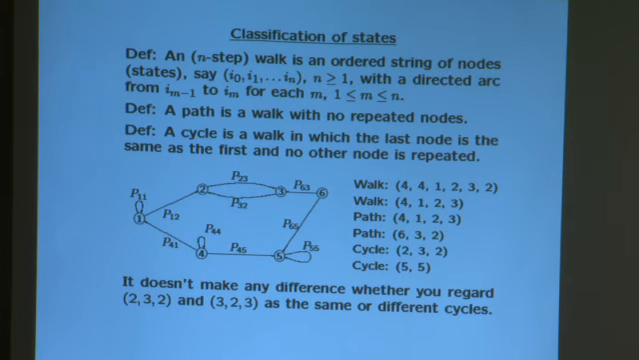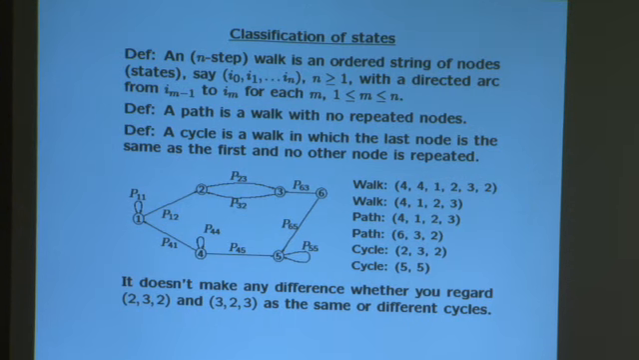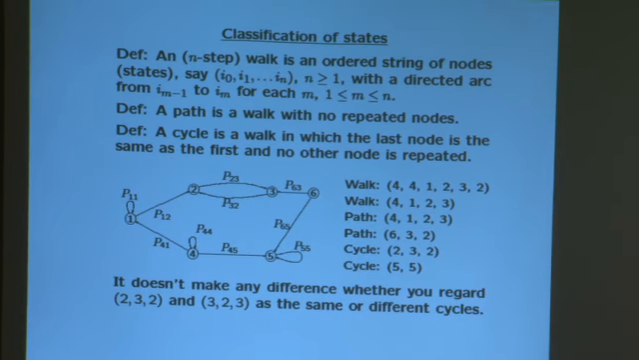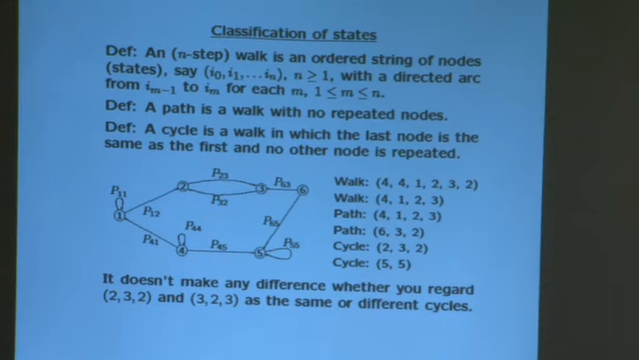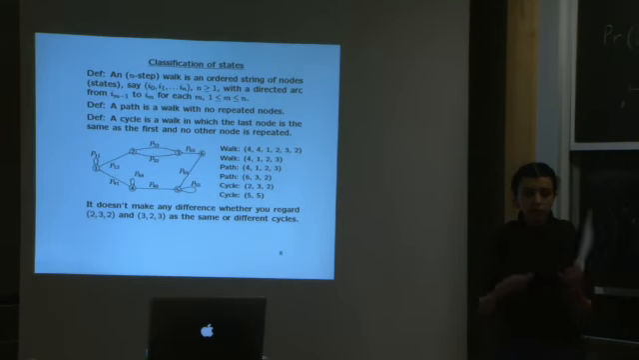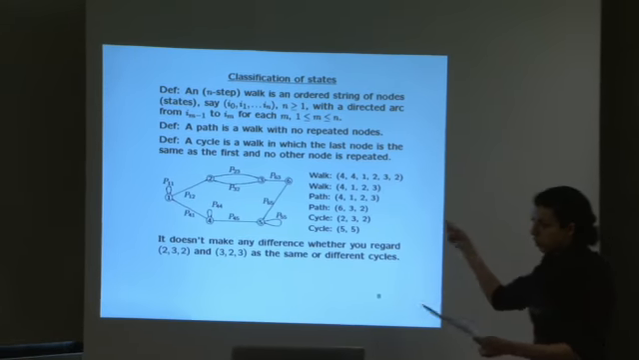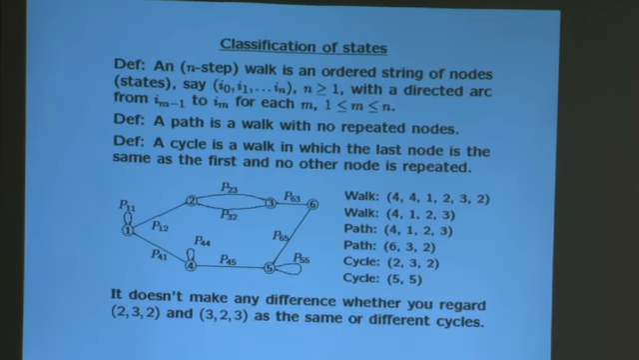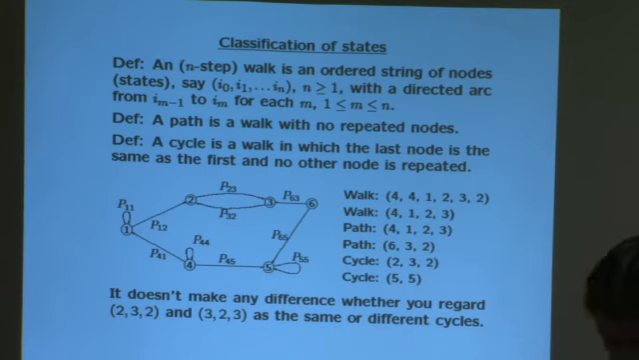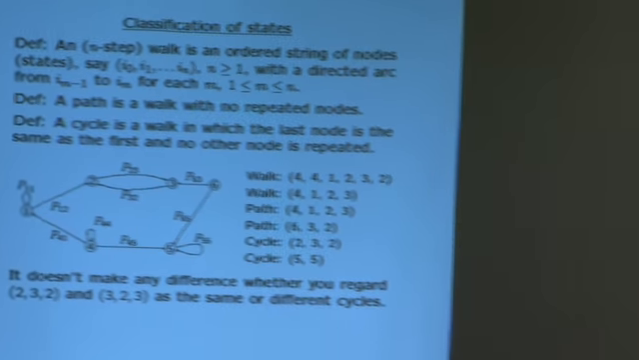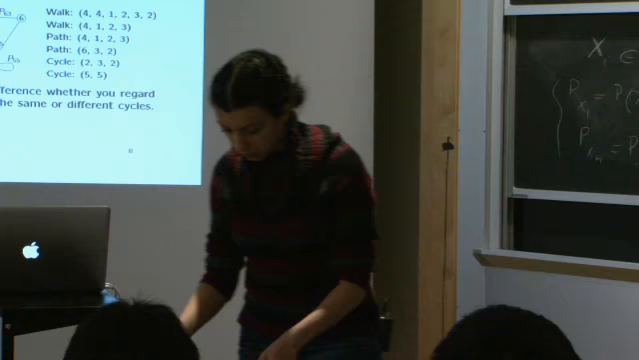Is node 2 accessible from itself? Accessible means that I should have a walk from 2 to 2 in some finite number of steps. You can see that we can have 2, 3, 2, or many other walks. So it's accessible. But as you see, node 6 is not accessible from itself. If you are in node 6, you always go out. So it's not accessible.